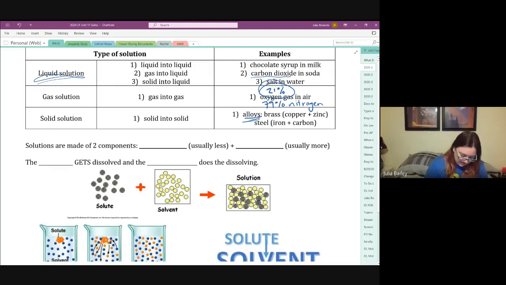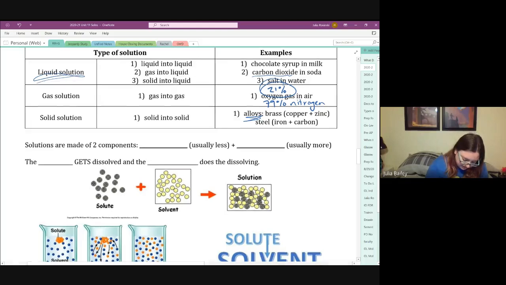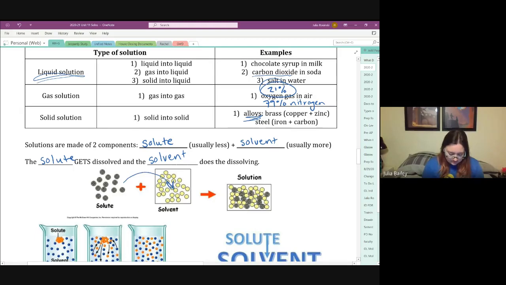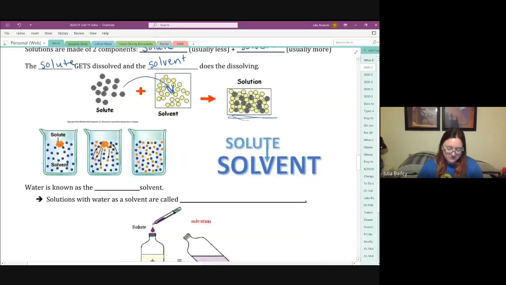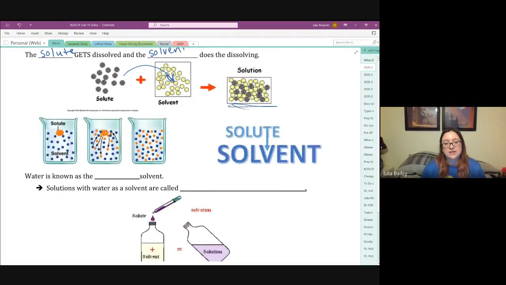Solutions are made up of two components. There's the solute, which is what there's usually less of, and then the solvent, which is what there's usually more of. The solute gets dissolved and the solvent does the dissolving. So the solute goes into the solvent and gets mixed in, and when it's all mixed together, you have a solution. To the naked eye, it looks evenly mixed and you can't tell the difference. So again, the solute goes into the solvent.